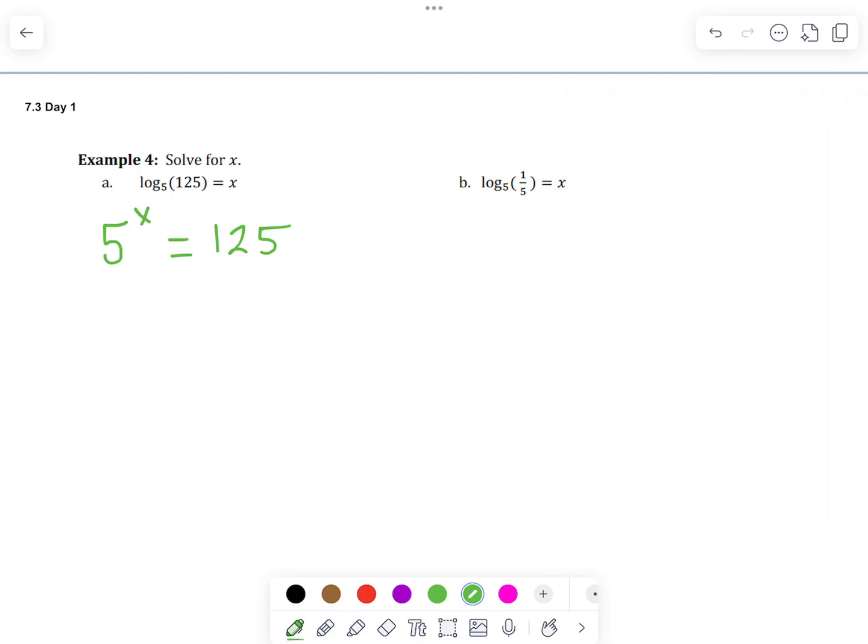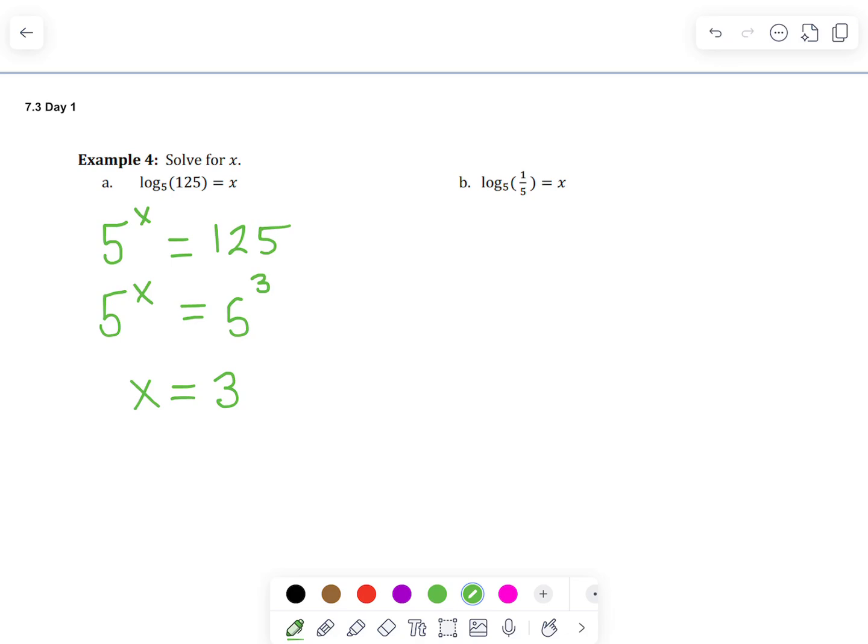And now what we want to do is find out what x equals. So I'm going to go ahead and change that 125 to have the same base. So 5 to the third power, 5 times 5 times 5 is 125. Now I can use my 1-to-1 property. My bases are both 5, so my exponents equal each other.